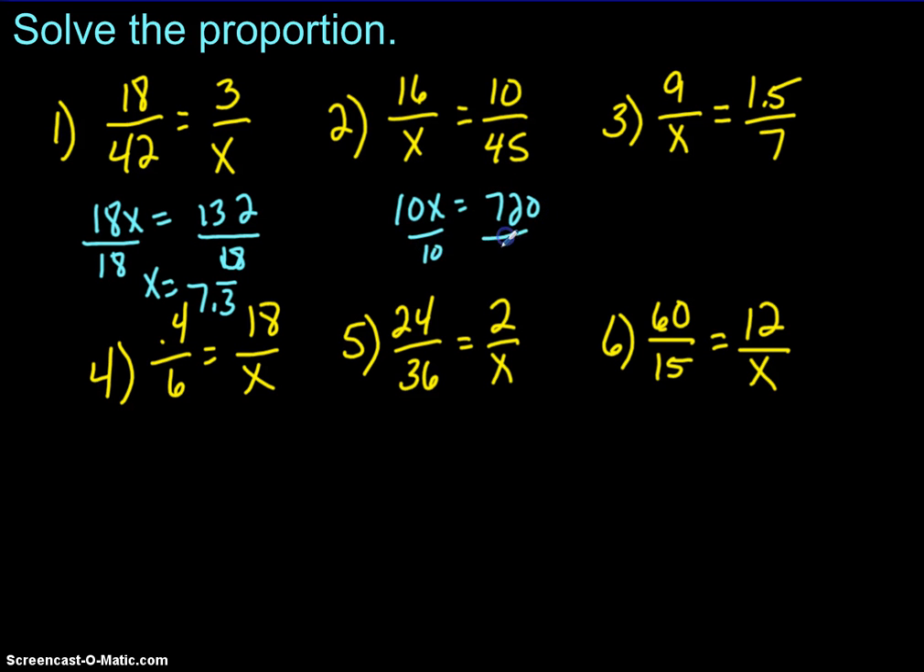Divide by 10. Divide by 10. X equals 72. Here I got 1.5x equals 63. Divide both sides by 1.5, and that's going to give us 42.